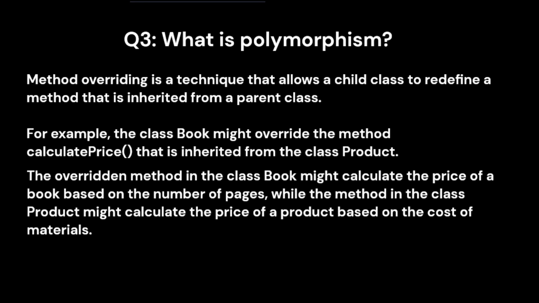Method overriding is a technique that allows a child class to redefine a method that is inherited from a parent class. For example, the class Book might override the method calculatePrice that is inherited from the class Product. The overridden method in the class Book might calculate the price of a book based on the number of pages, while the method in the class Product might calculate the price of a product based on the cost of materials.